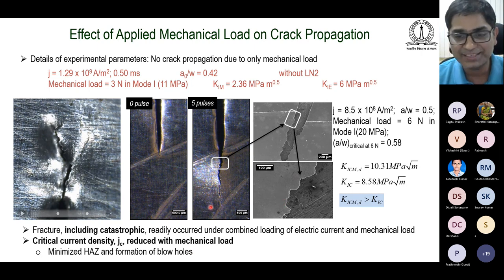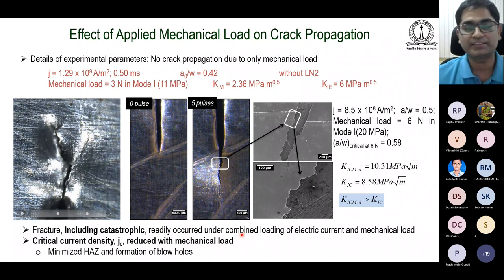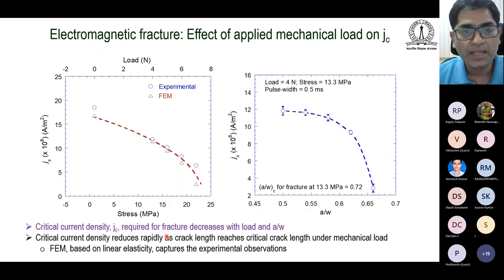But here what happens is that once the crack becomes very long, the stress intensity factor because of the mechanical load exceeds the critical stress intensity factor, and we then have catastrophic or instantaneous fracture, which was not there when we were just passing the electric current. And here is a way to see how the mechanical load can affect the critical current that is required for the crack to grow. What you see here is that the triangles are FEM, and the experimental data is all the circles. And we see a very close match between them.